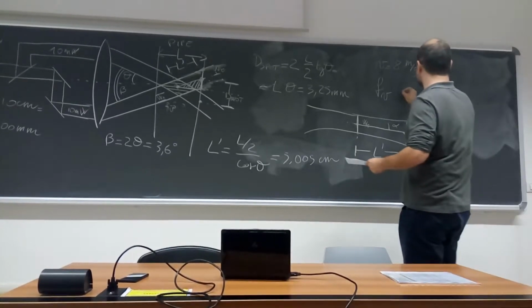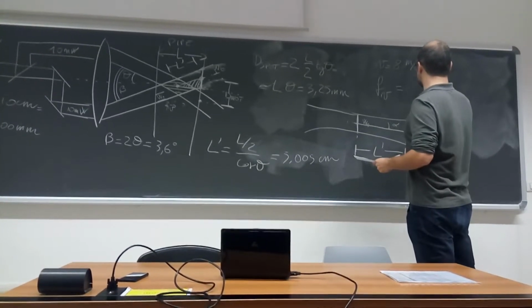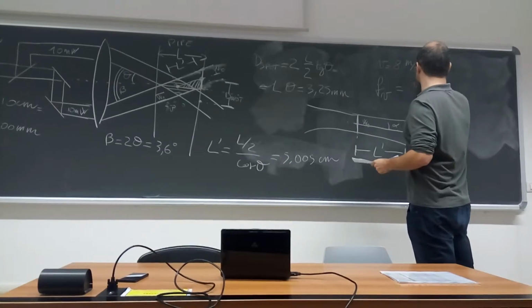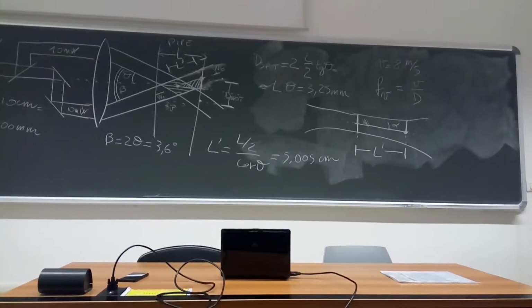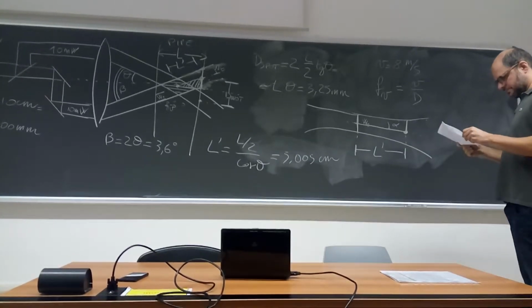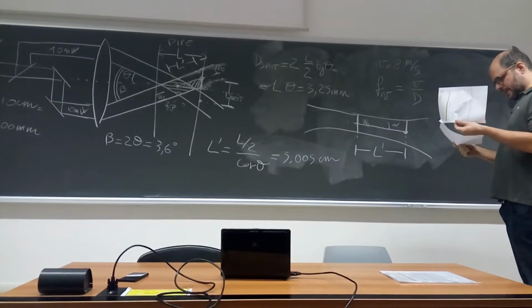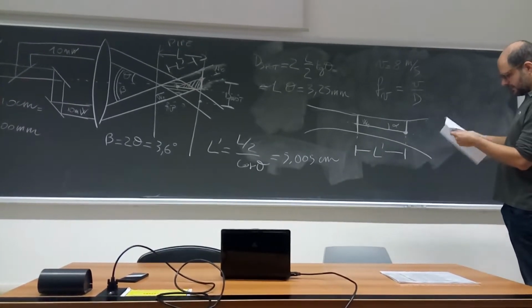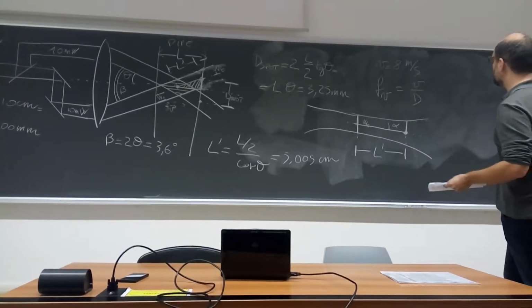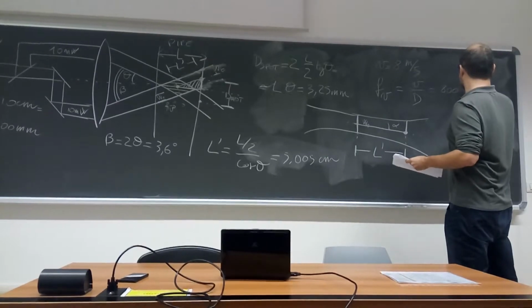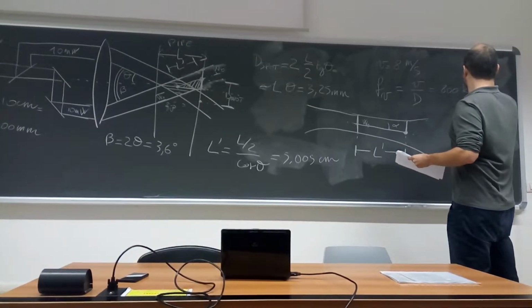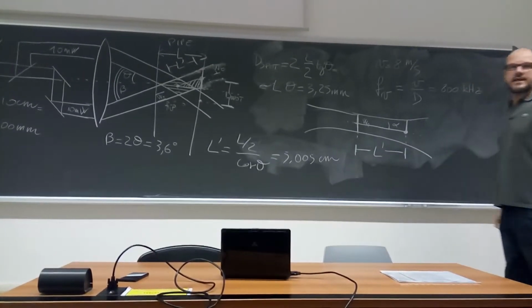As I said before, this is quite easy because we know that we have the velocity divided by the fringe's distance. And in particular, this is equal to 800 kilohertz.